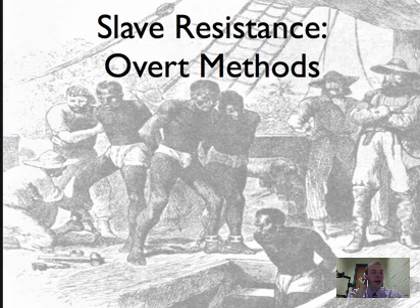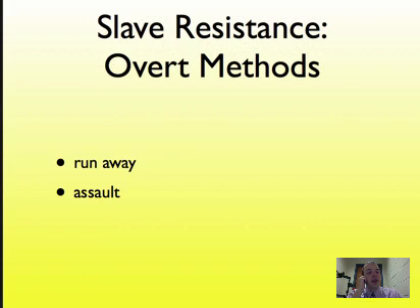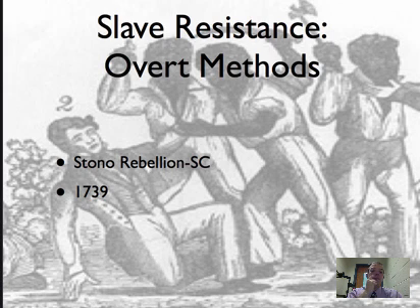So let's talk about slave resistance. Overt methods, like the kind that we'll get to in a moment, were more likely in newly arrived slaves from Africa. Overt methods would include things like running away or assaulting a master or overseer. Some of the most memorable overt methods of resistance were rebellions.